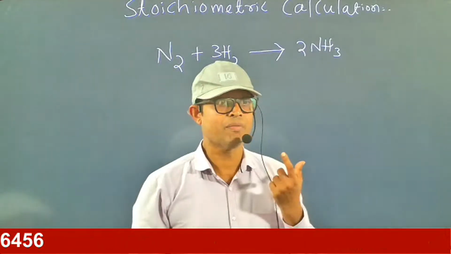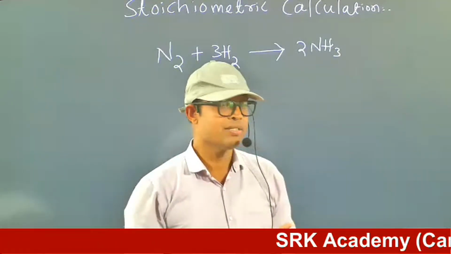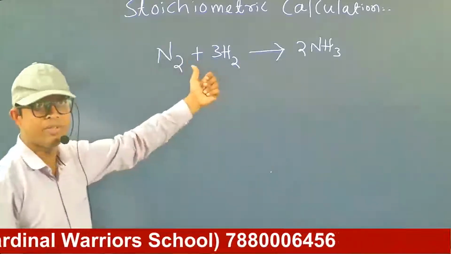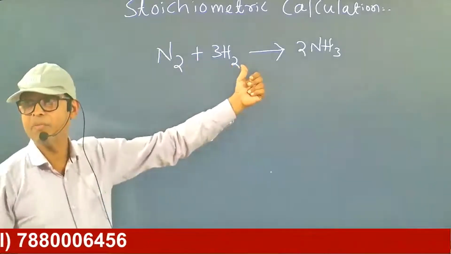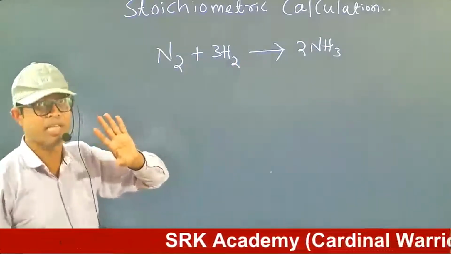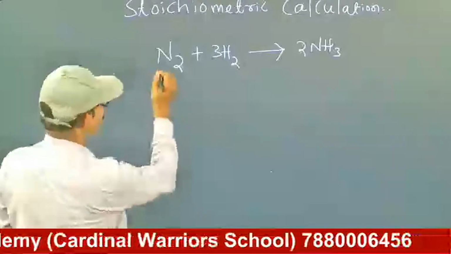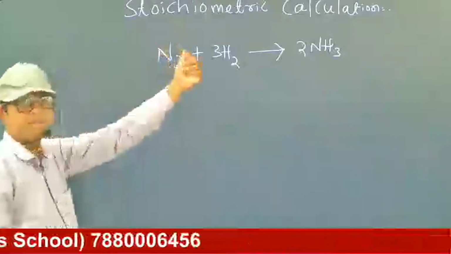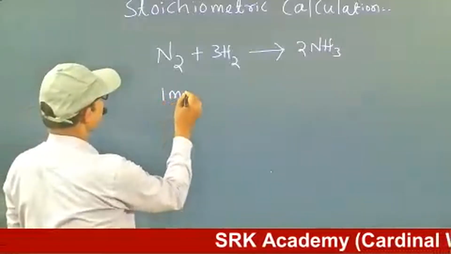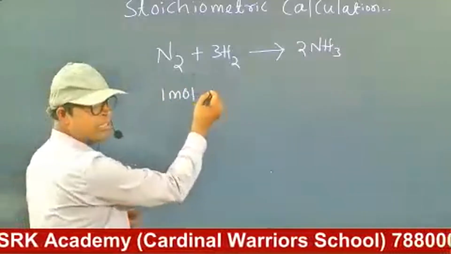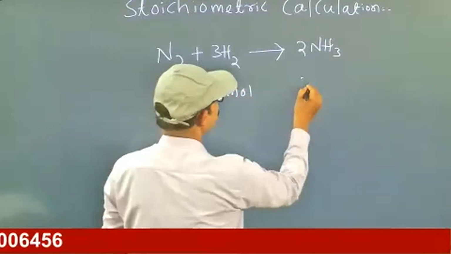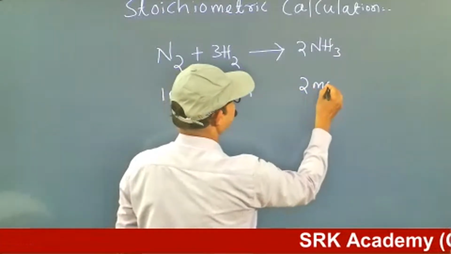Volume, in terms of mole, in terms of mass, right? In terms of the mass, volume, number of moles, number of atoms, also number of molecules. For example, from this chemical equation, the balanced chemical equation: 1 mole of nitrogen combined with 3 moles of hydrogen to form 2 moles of ammonia.